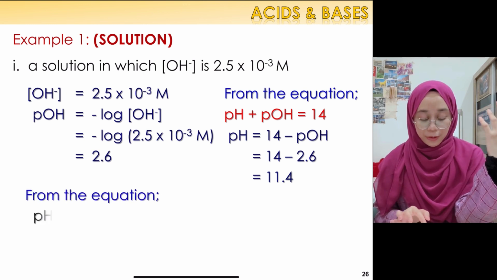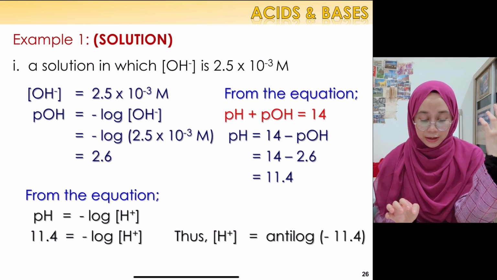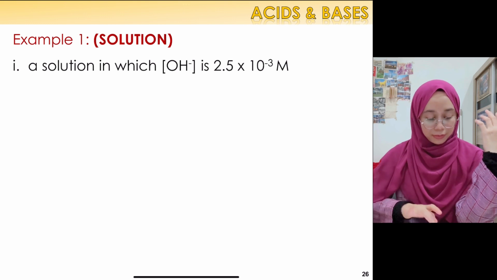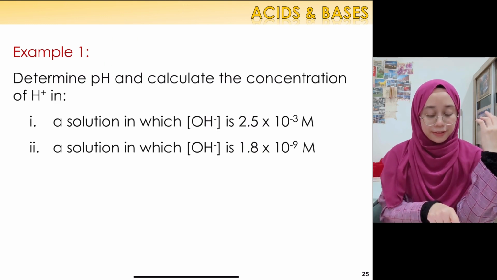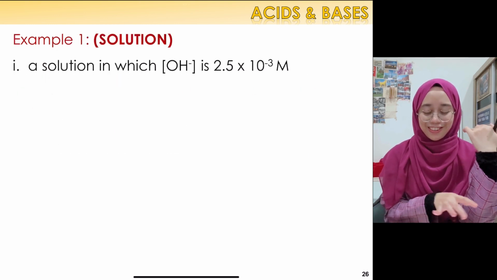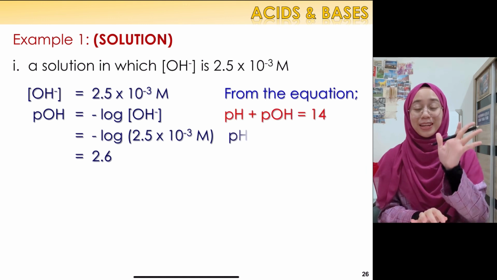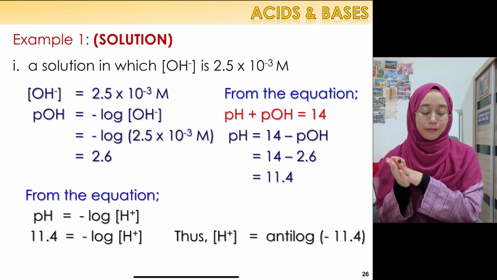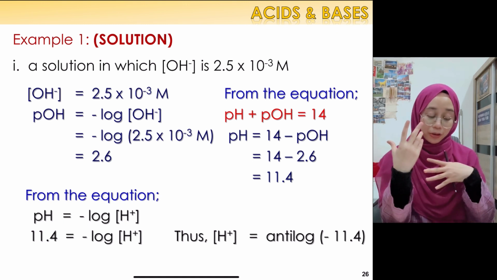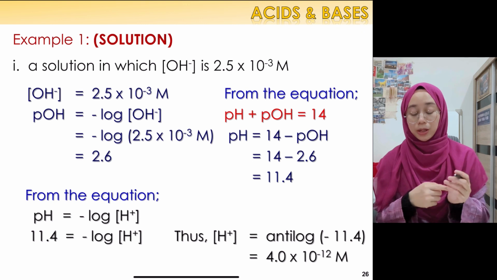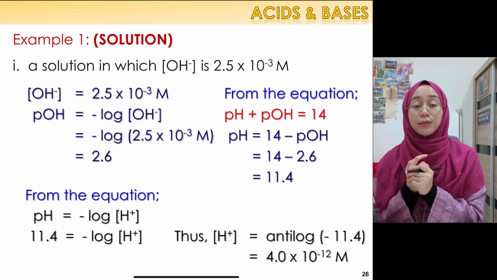Okay, so from the equation, kamu diminta cari apa sebenarnya tadi? Oh, okay. First, you have to determine pH and then you have to calculate the concentration of H plus. Maksud lepas dah cari pH tadi, from the pH value, kita boleh cari concentration of H plus lah. Okay, whereby pH equals to negative log H plus. Masukkan value pH, kita anti-logkan, okay, untuk dapatkan concentration H plus. And then you'll find 4 exponent negative 12 molar untuk concentration of H plus kita.